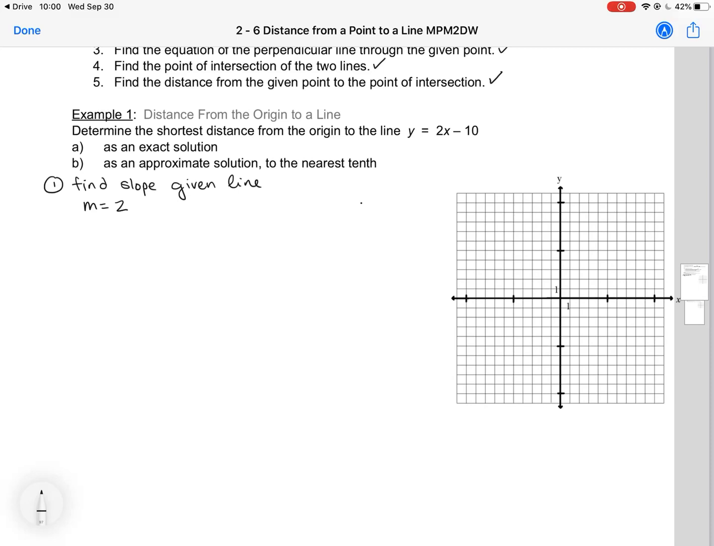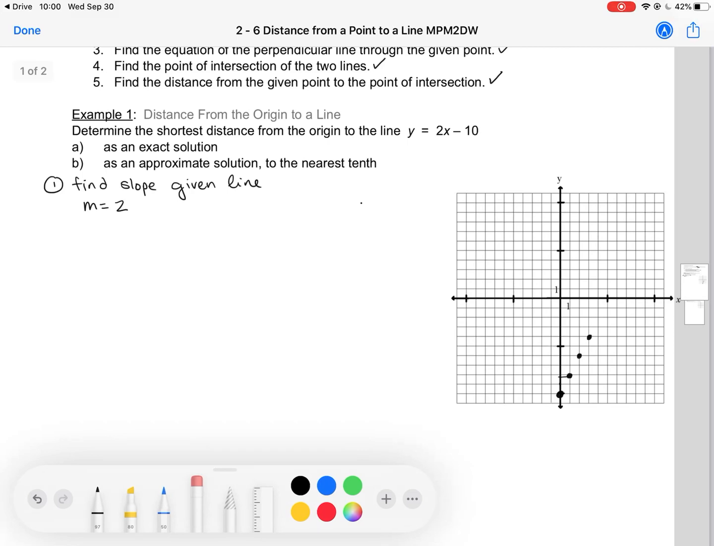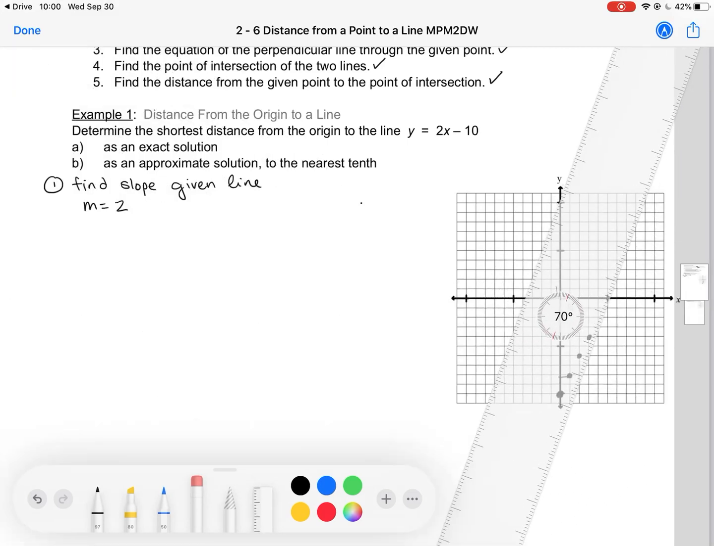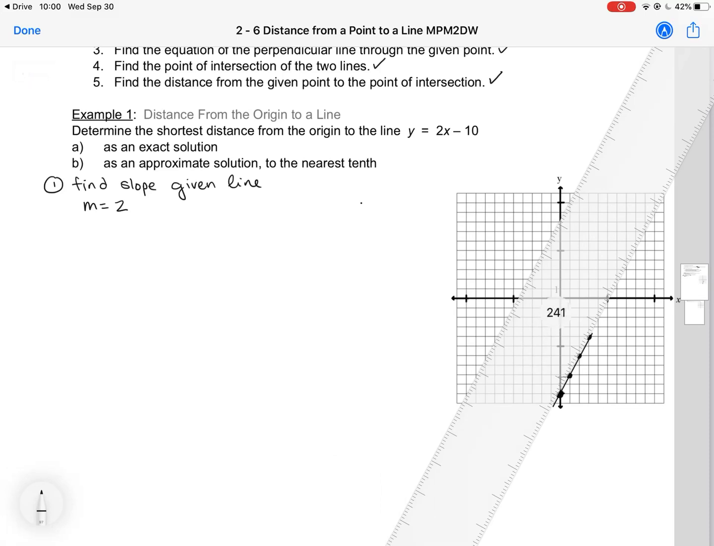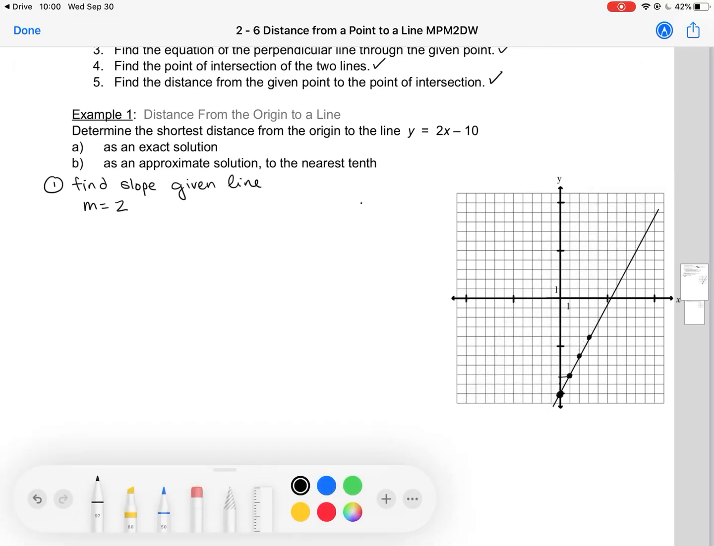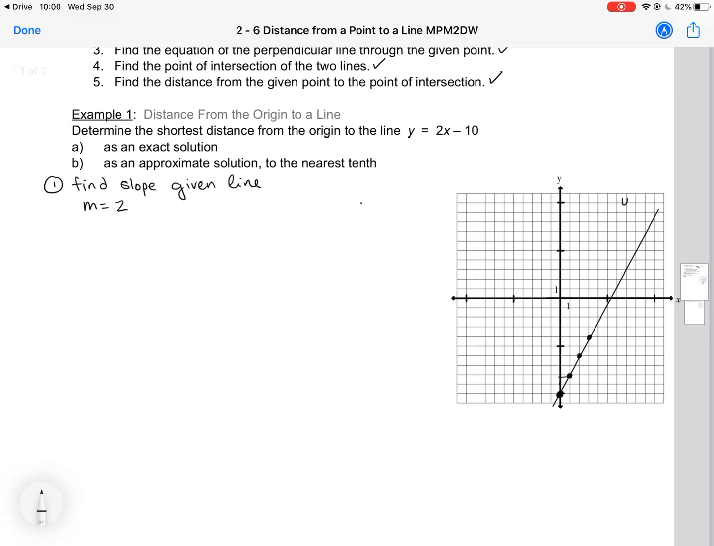I'm also going to plot that on the grid beside me here. So I've got my y-intercept here at minus 10. I'm going to go up 2 and over 1 to get to my next point. I'm going to do that a couple more times. And then I'm going to use my ruler to draw a line through those points. And now I can label my line here. So I've got y equals 2x minus 10. Okay, so that's my first step.